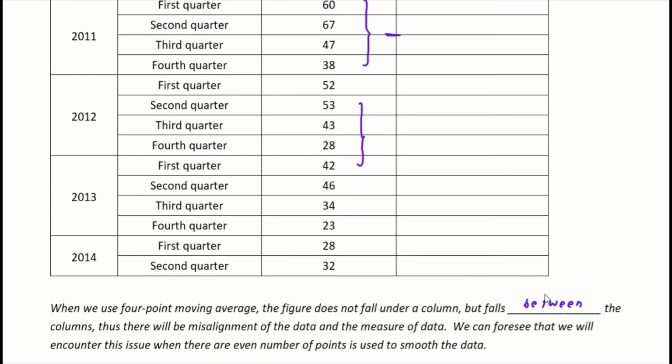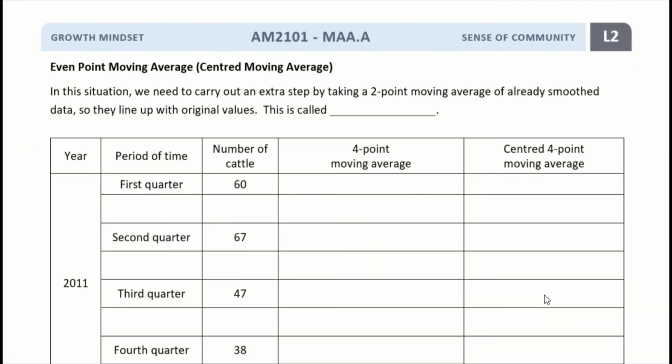Okay, so what we need to do now is carry out this special thing called centered moving average. In all these situations we need to carry out an extra step by taking a 2-point moving average of the already smoothed data so that they line up with the original values, and this process is known as centering. This is why the even-point moving average is also called centered moving average. So you must remember this word. This is very important.